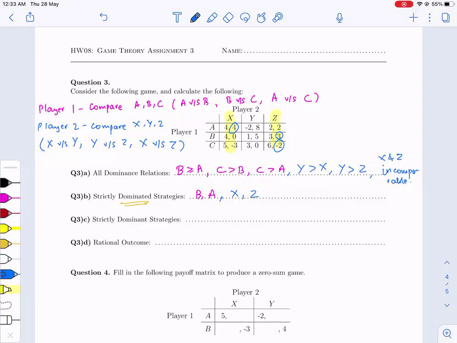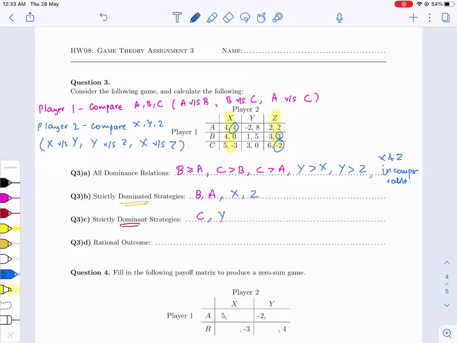Okay. Now, strictly dominant strategies. You see that C strictly dominates both B and A. So C is essentially the best strategy for player 1. And for player 2, Y strictly dominates the other two strategies, X and Z. So Y is the best strategy for player 2.